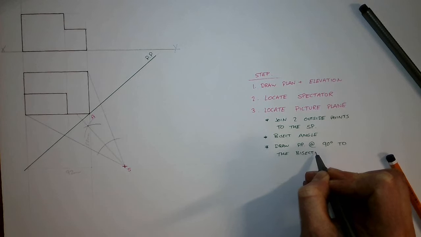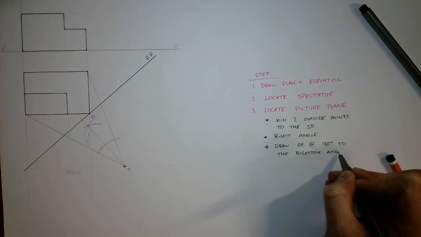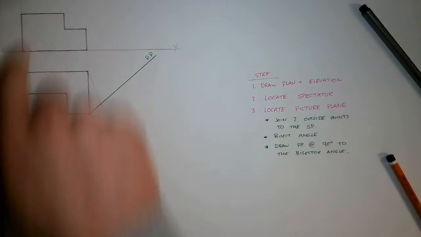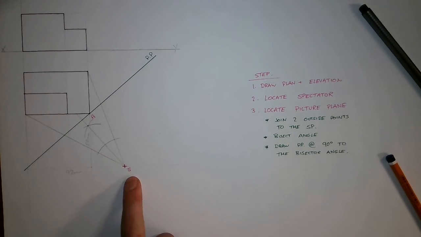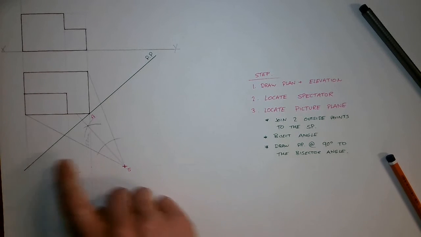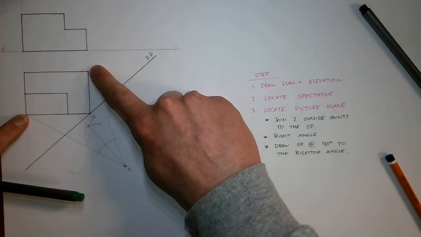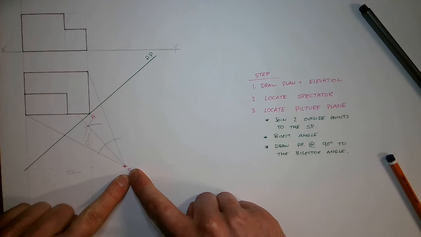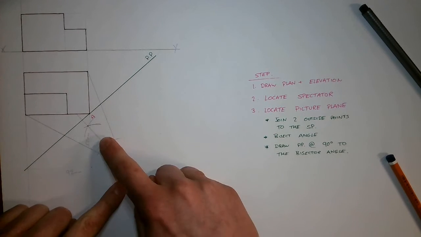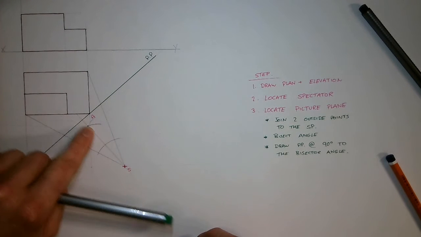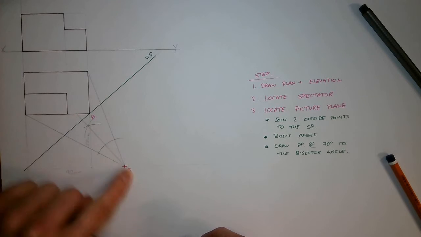And you should be writing this down, guys. This is the same setup for every question. Step 1, we drew the plan elevation. Step 2, we found our spectator using the measurements we were given. Step 3, we had to draw the picture plane. It's always the same steps to get the picture plane. Join the two outside points. In this case it was these 2 points. Join them back to the spectator. Bisect that angle using your compass, and then you draw your picture plane at 90 degrees to your bisector line.